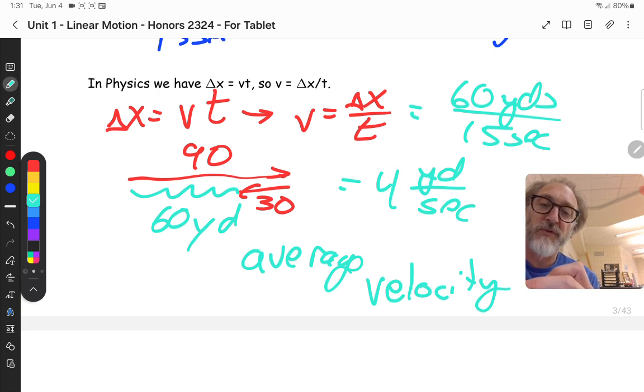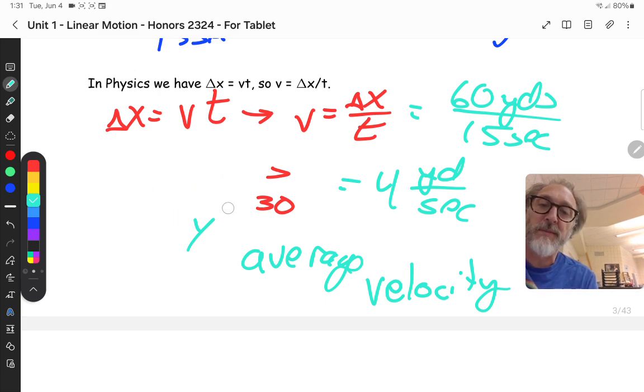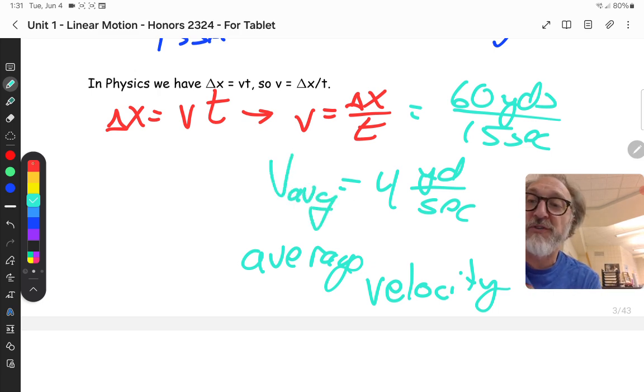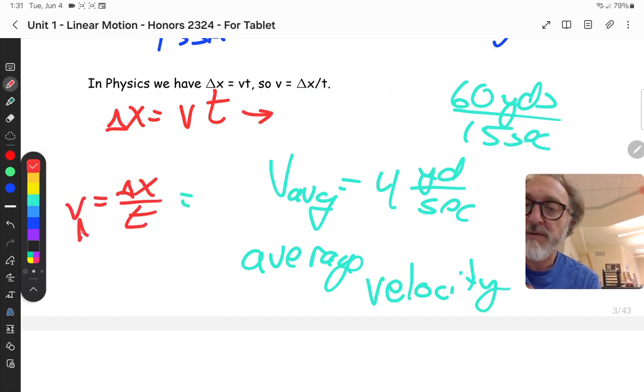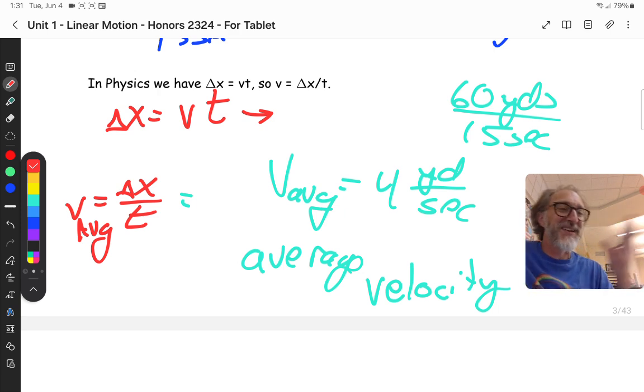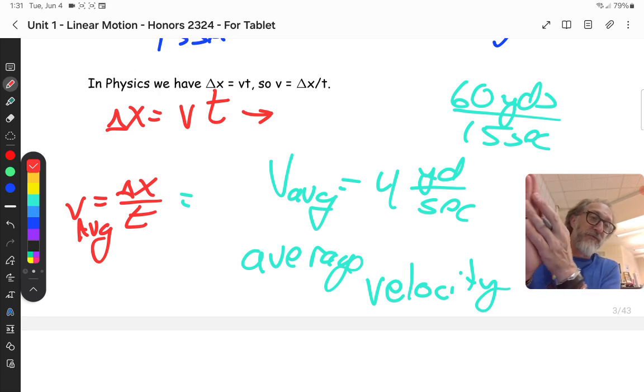All right, and the symbol for it is, let me clean up my board here a little bit to get myself some more room. This is his V average. So this is our second new equation this year. Average velocity is displacement over time. So again, he wasn't running 4 yards a second the whole time. In fact, he probably was running faster than that because he had to backtrack, right? So our average velocity is 4 yards per second.